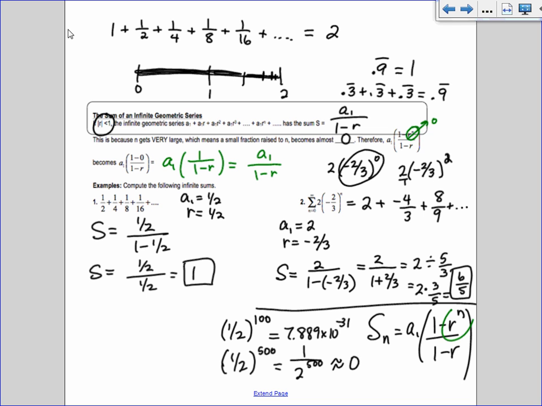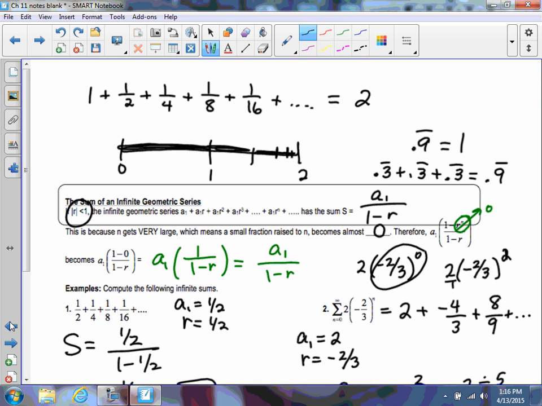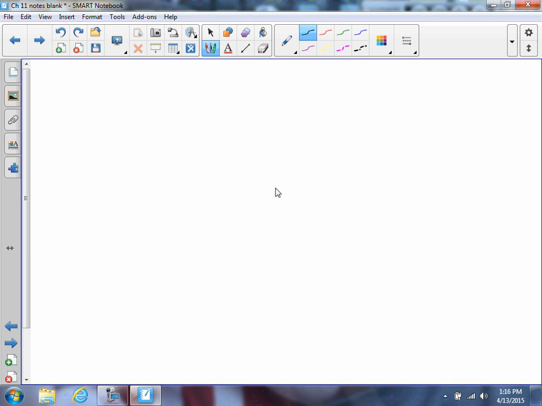So really quickly, let's talk about, you can flip to your additional notes. Let's talk about why 0.9 repeating is equal to 1. I'm going to show you a couple different proofs. Okay, so 0.9 repeating.